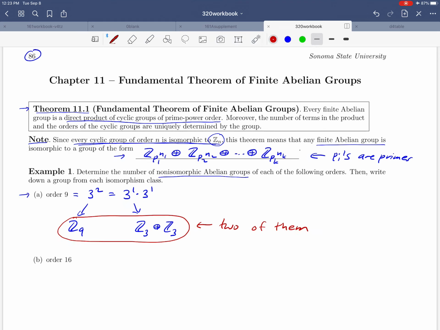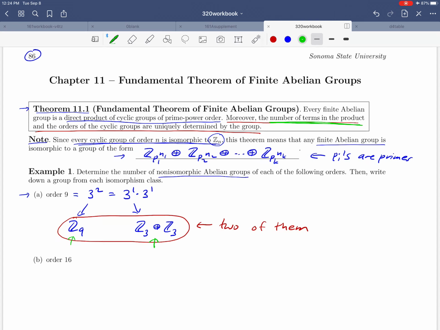Now, how do we know that those 2 groups are really not isomorphic to each other? Let's think about that for a minute. One way to see that from the theorem is by looking at the second sentence in the theorem, and specifically the part of that sentence I'm looking at is the number of terms in the product. Notice that Z9 has just one term. There's no direct product there. We've just got Z9. And Z3 plus Z3 has two terms. The fact that the number of pieces is not the same tells us that these are non-isomorphic according to this theorem.